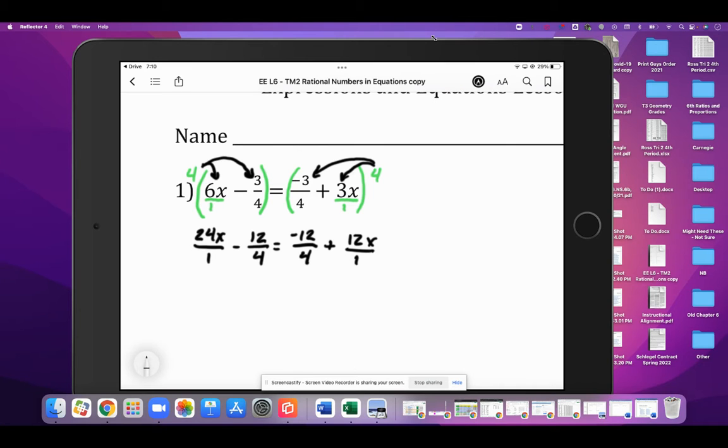Now you're probably thinking, that was the worst thing you could have ever done, Schlegel, because now we have a lot of fractions all over the place and it's worse.